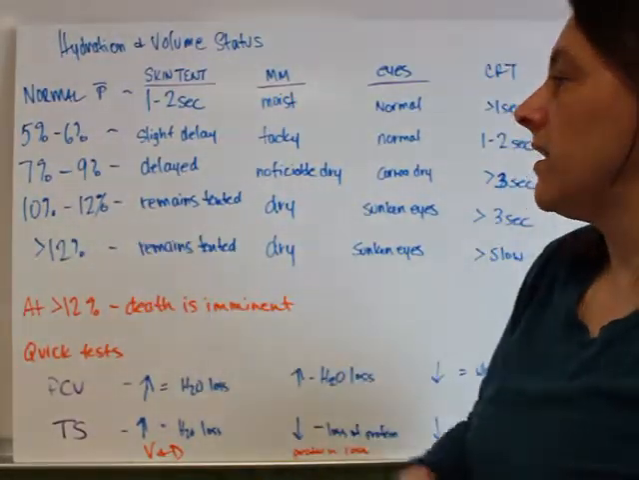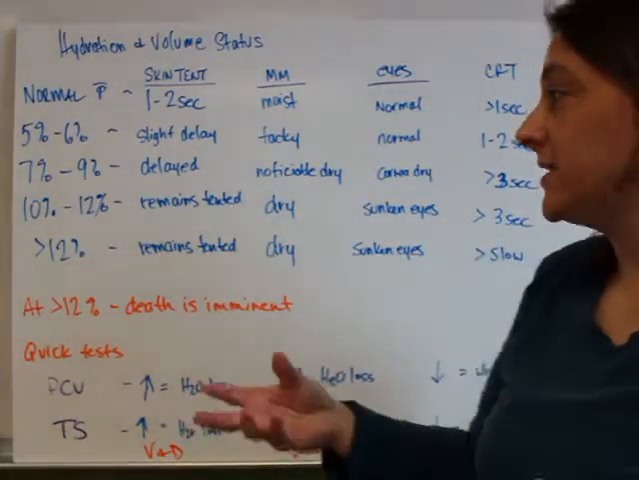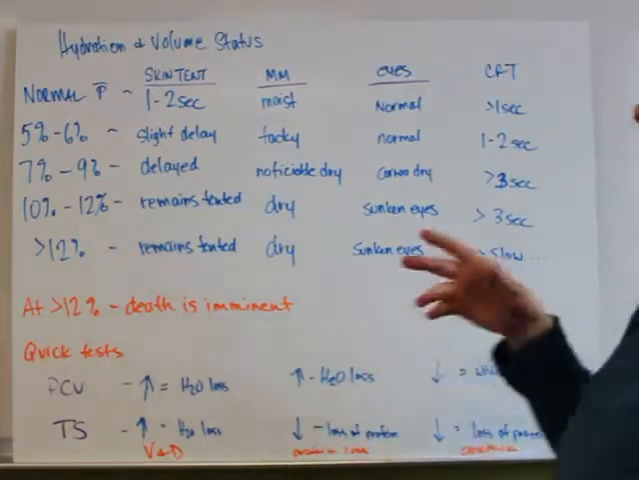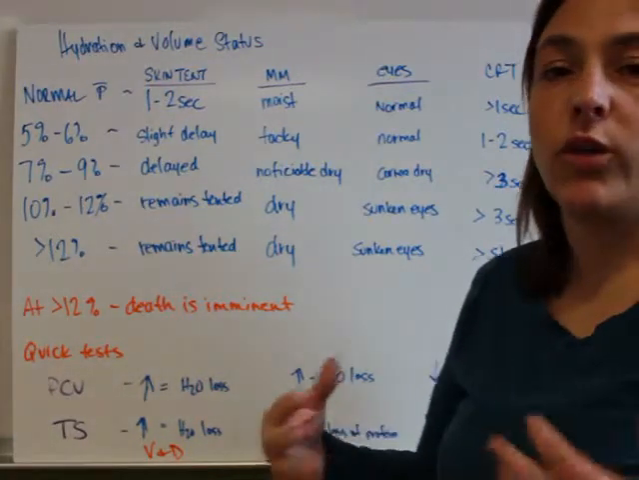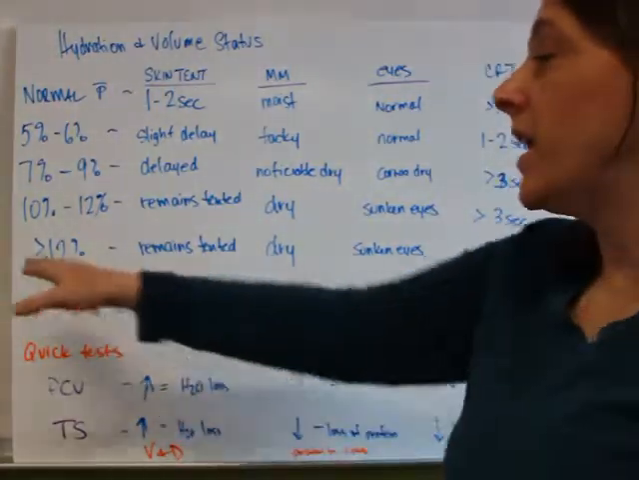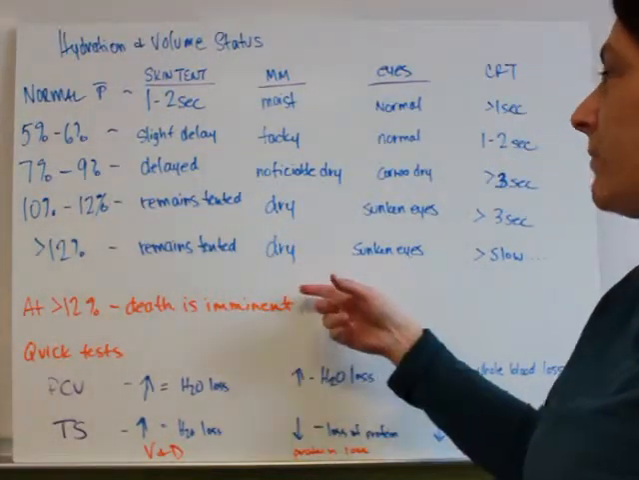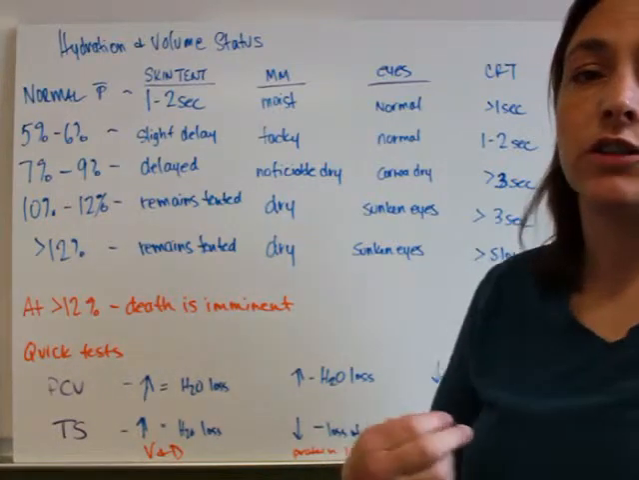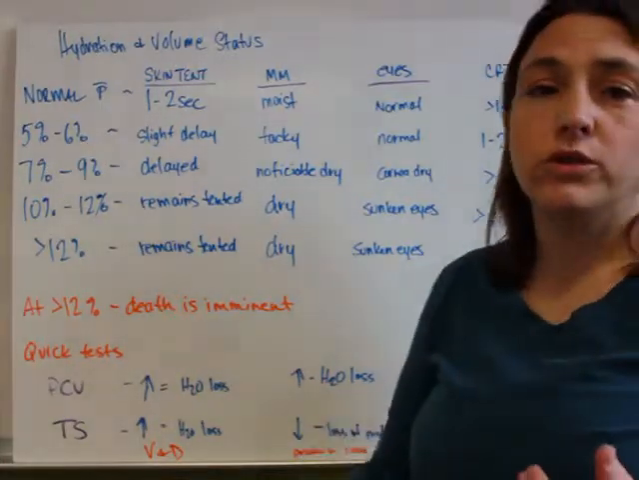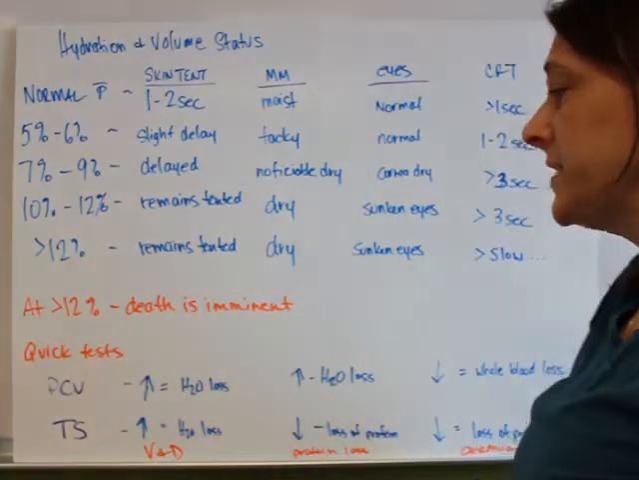At 10 to 12%, the skin tent remains tented, their mucous membranes are dry, they have sunken eyes, and they have a greater than 3 second cap refill time. Their mucous membranes may also appear pale at this point. A patient that is greater than 12%, the skin tent remains, they have dry mucous membranes, sunken eyes, and an extremely slow, if any, cap refill time present. They're going to be pale, their pulse is going to be weak and thready. You need to know that at 12%, death is imminent.